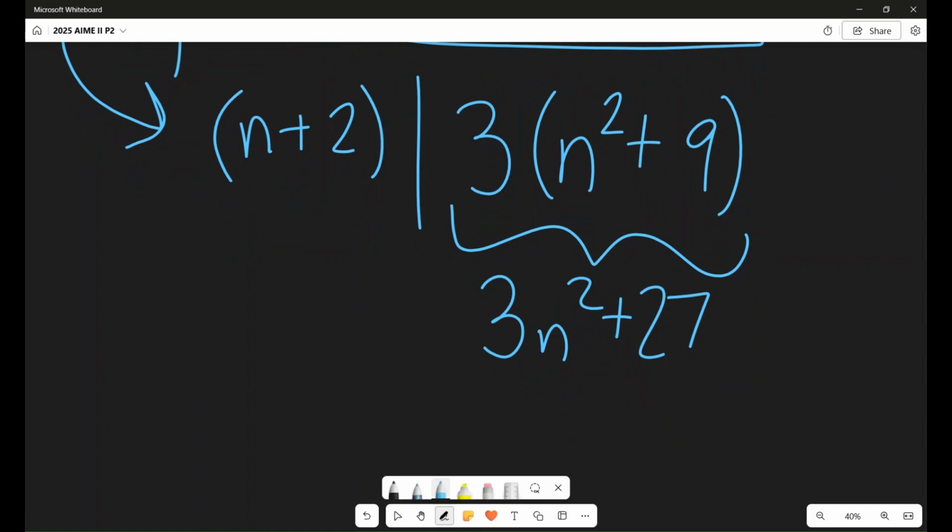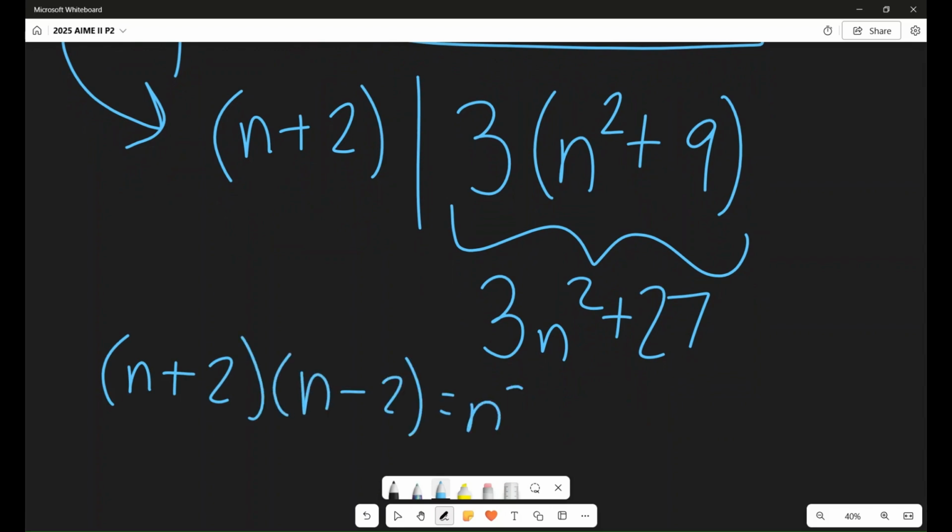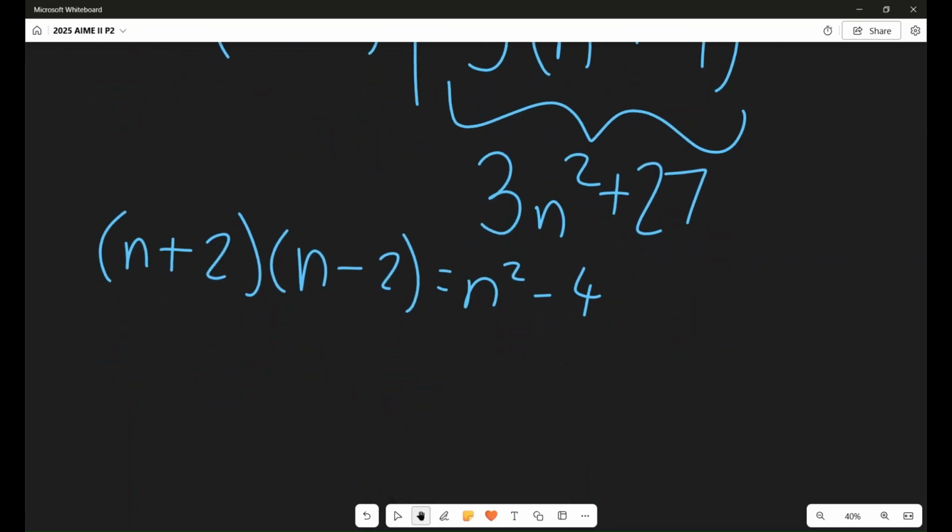Now, that kind of reminds me of difference of squares. Because say we take this n + 2 times n − 2, it comes out to n² − 4. And that also doesn't have an n term. And that gives it away, right? That gives away where we should go next.